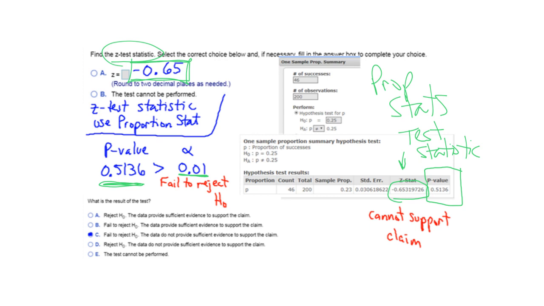The issue is I have to look at where my claim is. Well, my claim was the alternative. So what happened in this case is I failed to reject the null hypothesis. And since I failed to reject the null hypothesis, I cannot support my claim because my claim is here. So it's one or the other. If I had rejected H naught, then I could support the claim. But since I failed to reject it, I cannot support the claim. And so I'm going to say that I do not have enough evidence to support the claim.